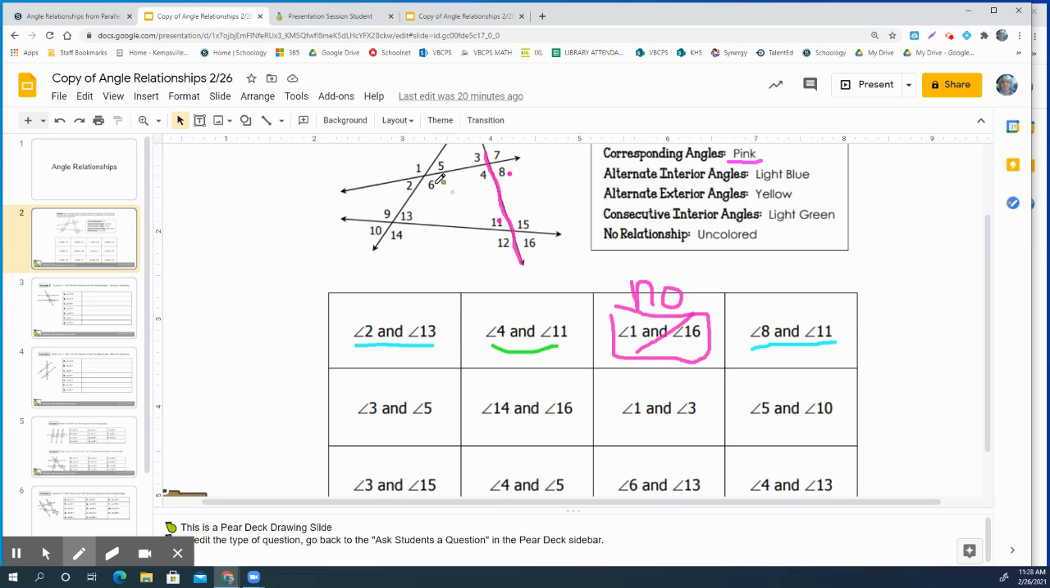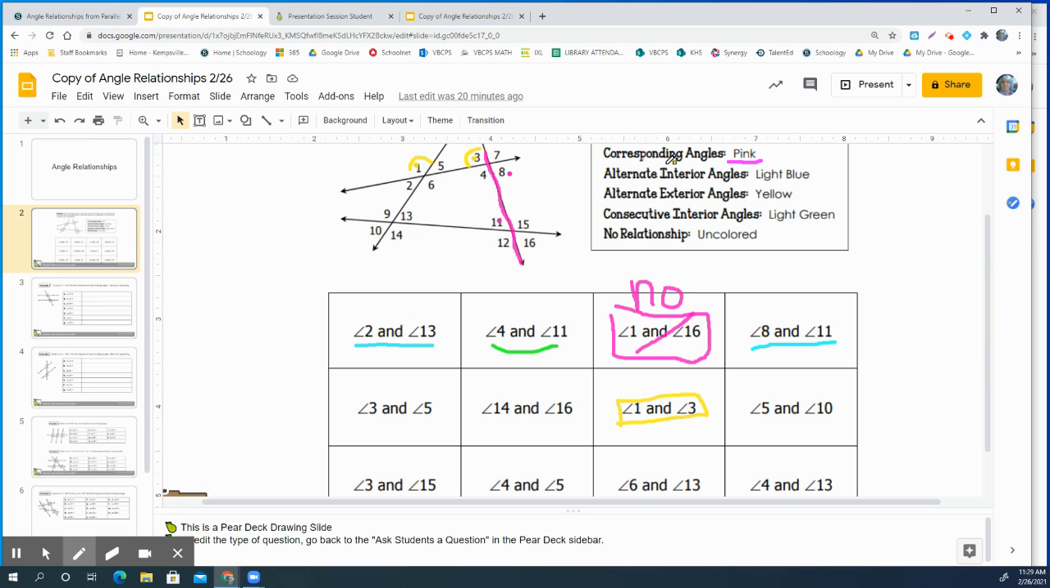1 and 3. So 1 and 3 are definitely corresponding. Now the trouble here is none of these are parallel. So 1 and 3, if they were truly corresponding, should be congruent. And that's kind of the trouble with this drawing: this is obtuse and this is acute. So 1 and 3 are definitely corresponding, but because the lines aren't parallel, they're not actually congruent. When the lines are parallel, they will be congruent.